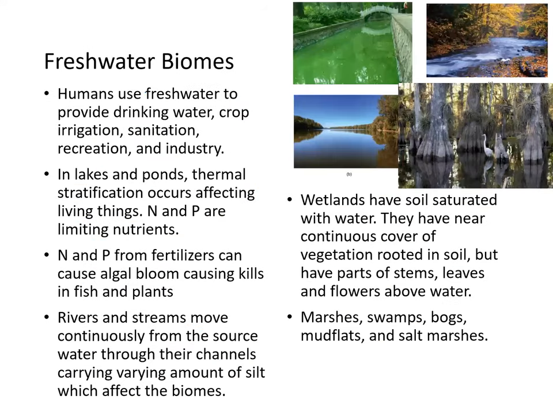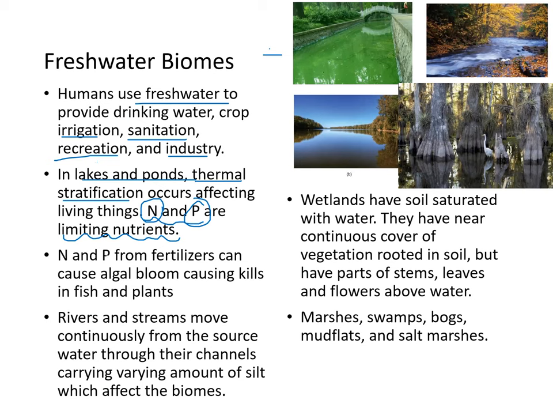What about freshwater biomes? We use freshwater to provide drinking water, crops, sanitation, recreation, and industry. In lakes and ponds, thermal stratification occurs, which affects the living things. And nitrogen and phosphorus, again, are the limiting nutrients in this biome also. This thermal stratification refers to the water column or depth, temperature variation according to the depth of the water.